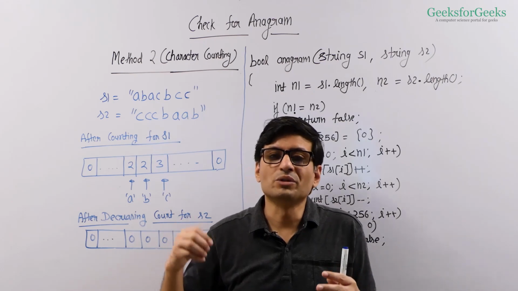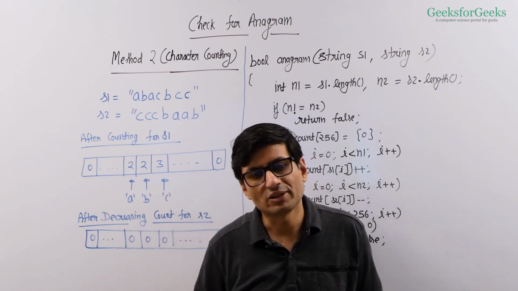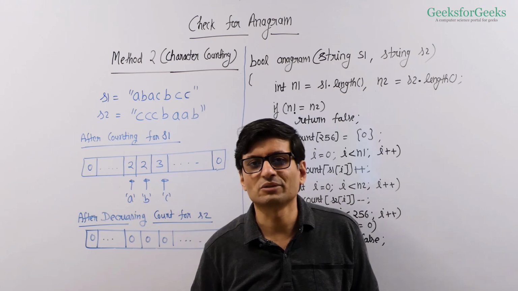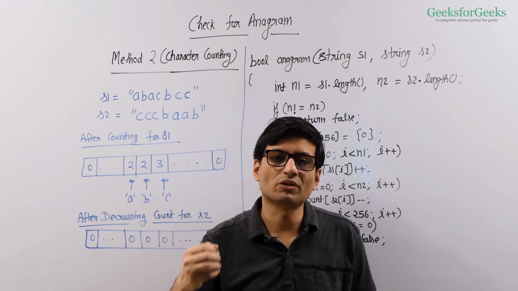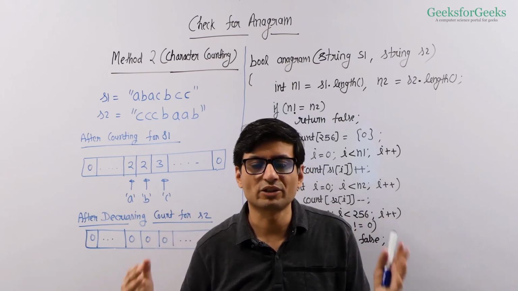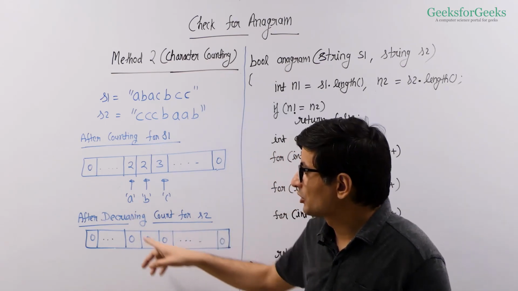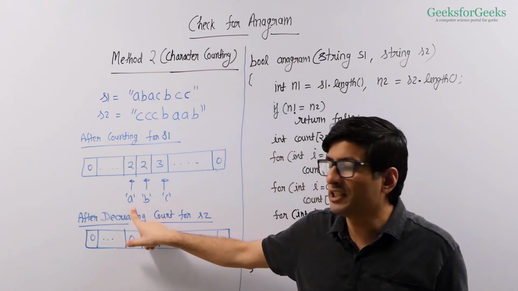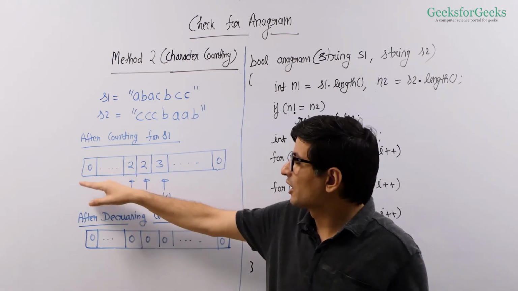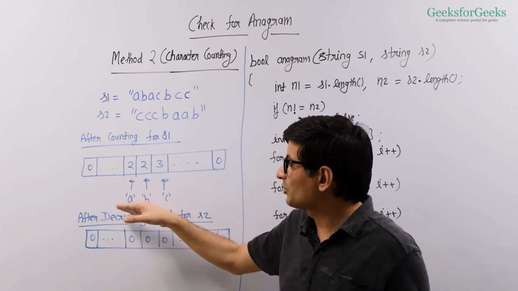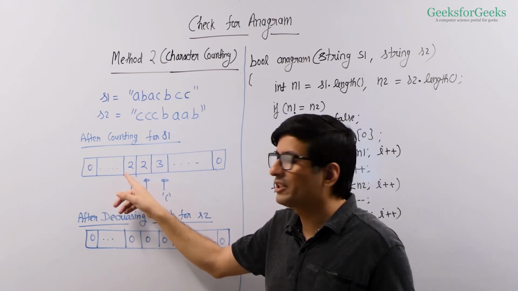So we use these characters as ASCII values and we use these ASCII values as indexes, and that's how we find the count of every character in an array of size 256. Small a has ASCII value 97 and its count is presented at index 97. So we initialize a count array as 0, then we traverse through string 1 and increment the counts.